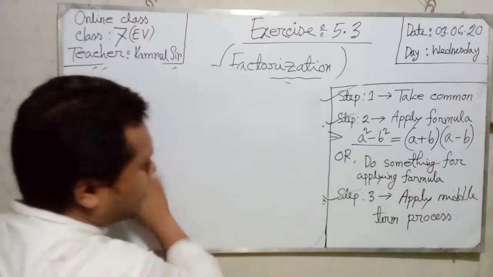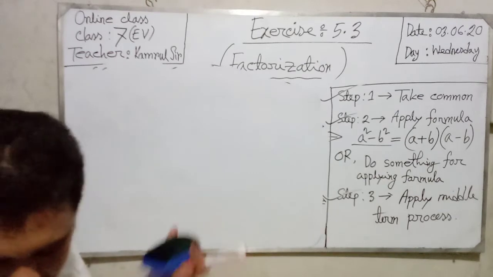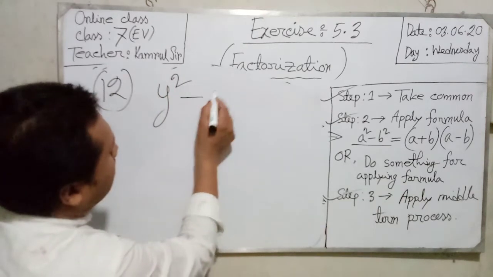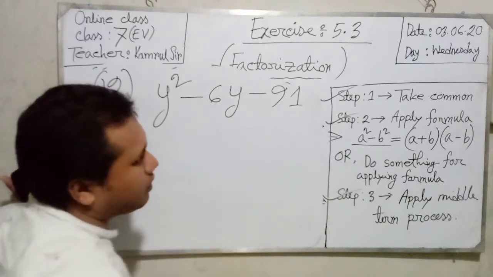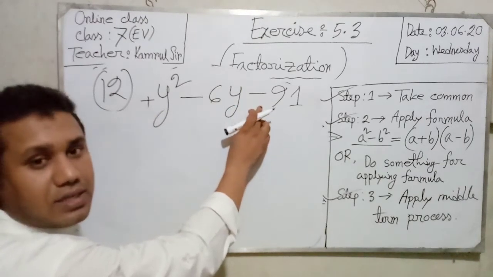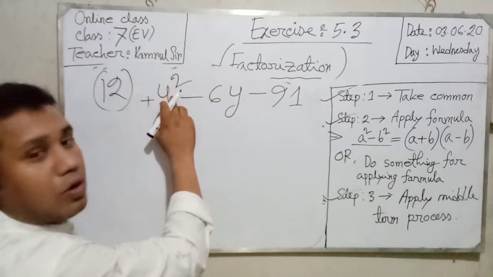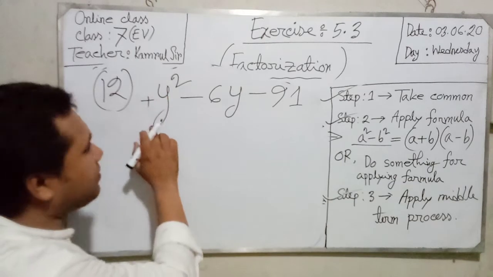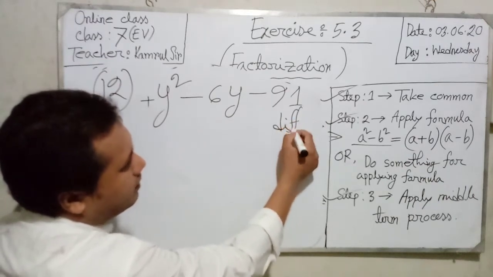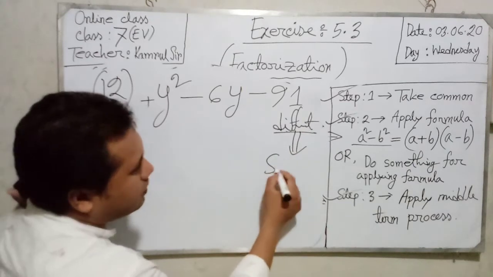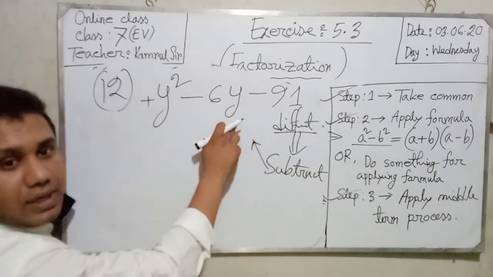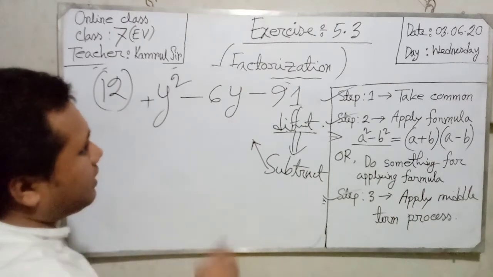Now dear students, we can solve another maths problem, then it will be easy for you to understand the process, step number 3. Dear student, problem number 12: y square minus 6y minus 91. Now look, here the first symbol is plus and the last is minus. First term means y square or x square, because it contains the maximum power. These two signs are different. When these two signs are different, then we have to subtract for the middle term.